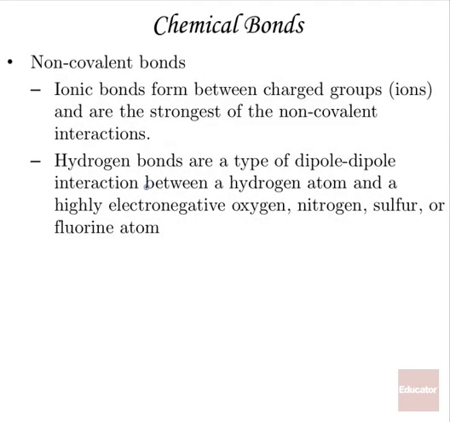So, ionic bonds form between charged groups, otherwise known as ions, and they are the strongest of the non-covalent interactions. So an example, let's say, our sodium ion, our chloride ion coming together to make sodium chloride, otherwise known as table salt.